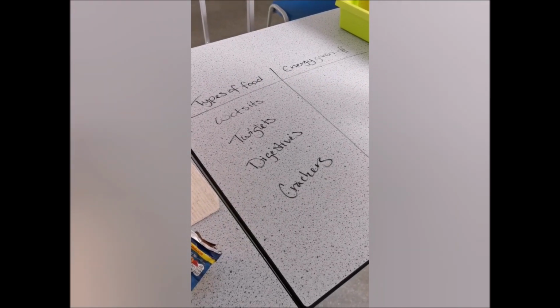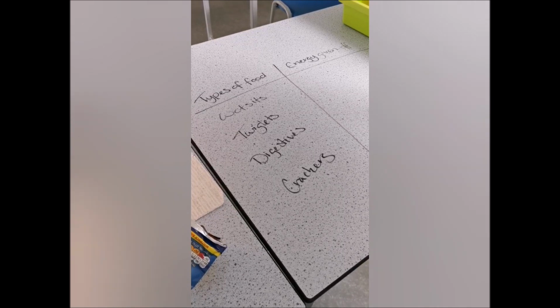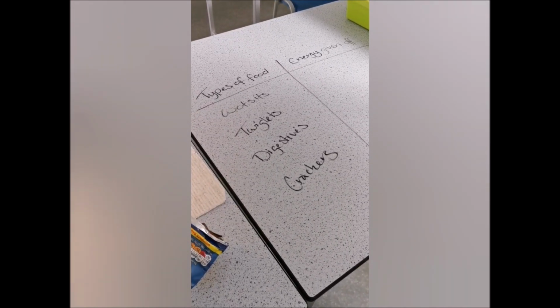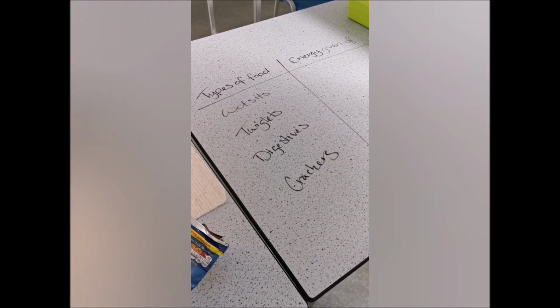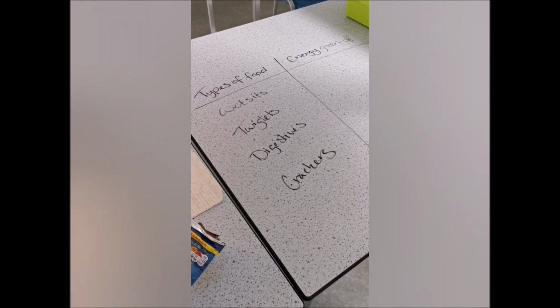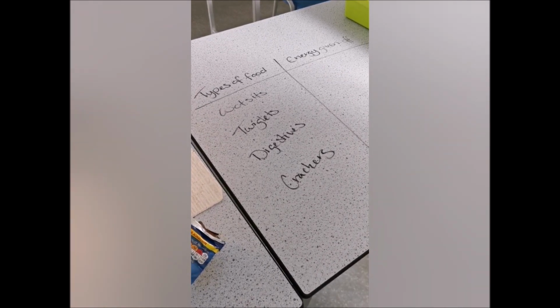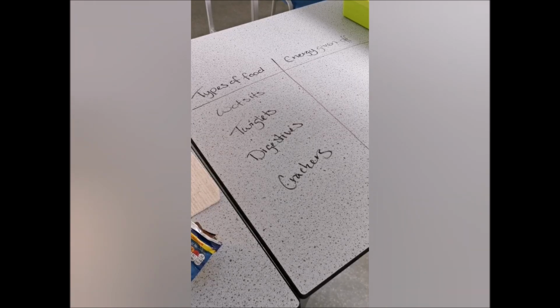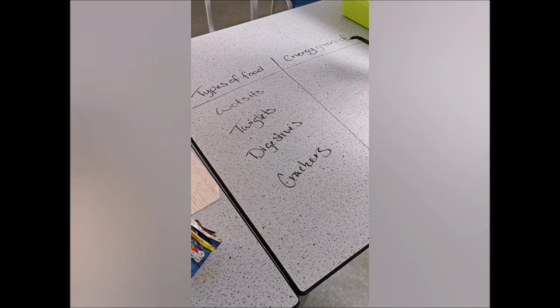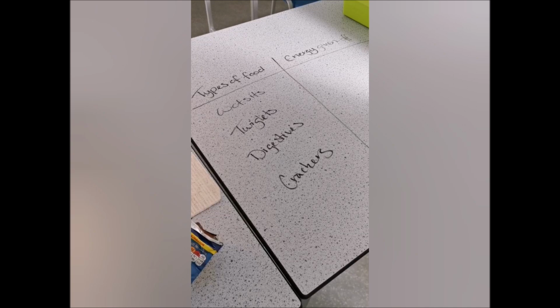So you should now have a table that looks like this. In our first column, we have our independent variable. So that's our type of food. Wotsits, twiglets, digestives, crackers. That's what we're changing. And that's what we're going to then measure, the amount of energy given off. So that's our dependent variable in our second column there.